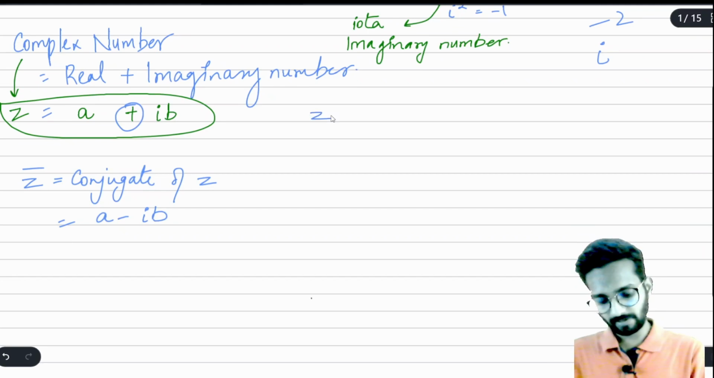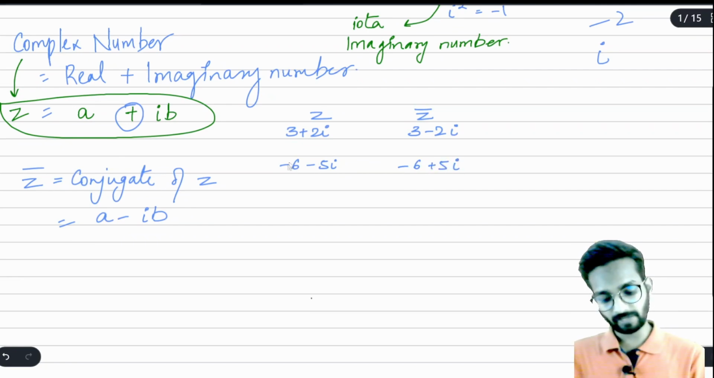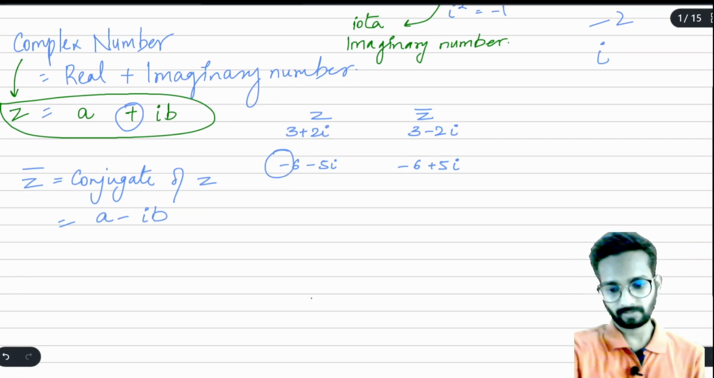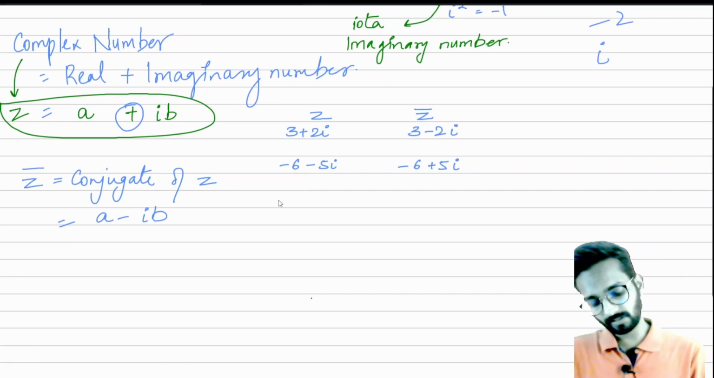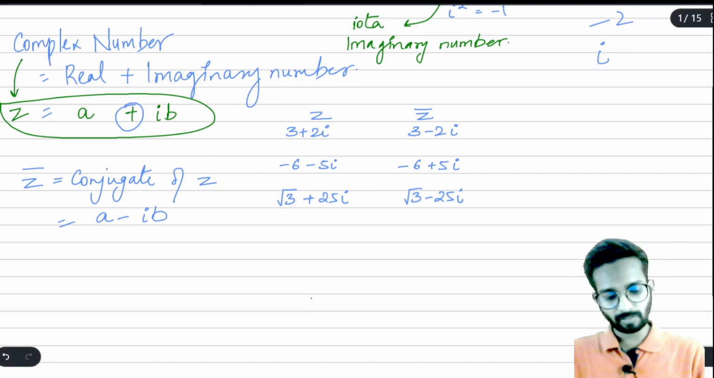Let's take a few examples. I will give you z and you have to tell me what is z conjugate. Let z be 3 plus 2i. So it will become 3 minus 2i. Very simple. Suppose it is minus 6 minus 5i. So it will become minus 6 plus 5i. Understand it very, very carefully. I am not changing the first sign. You cannot change this sign. Understand? Now, suppose it is given root 3 plus 25i. What will it become? Root 3 minus 25i. Simple enough.